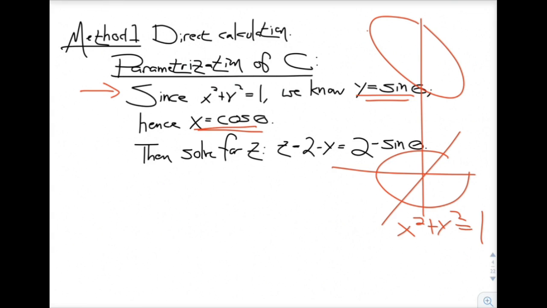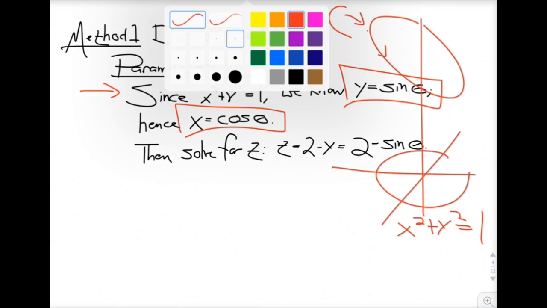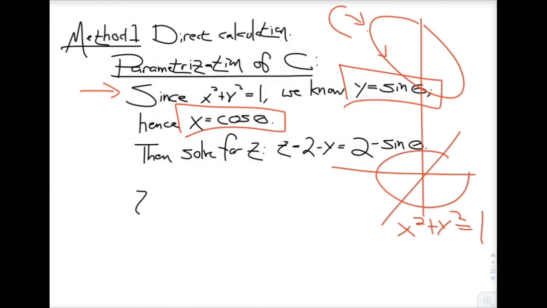Okay, so then what do we need? We need to parameterize the curve C, which is up here floating in space. We have the function for x that we'll use in our parameterization. We have the function for y that we'll use in our parameterization. So the only question remaining is, what is z?